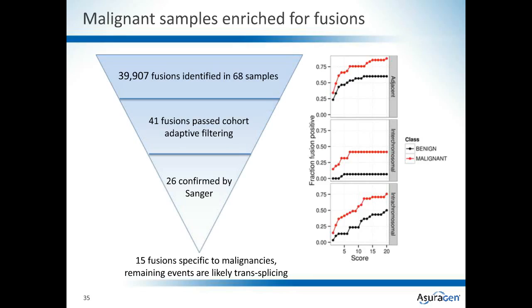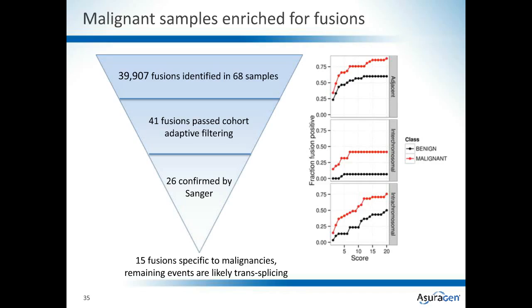To give you a sense of what the cohort adaptive filter is doing, we consider 3 different classes of fusions. First, we look at adjacent fusions, so fusions that are formed from 2 adjacent genes. These are often due to read-through events. We also look at intrachromosomal and interchromosomal events. The plot on the right is showing the frequency at which different types of samples, benign or malignant, are covered by one or more of these classes of events.